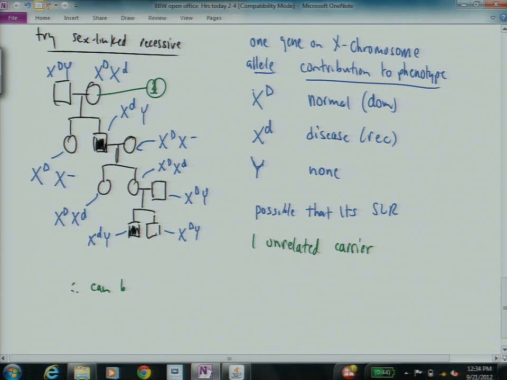So that's why we do this unrelated carrier thing, right? Sometimes when you do it, it can only be one. Sometimes it can be more than one. How do you decide? You do this unrelated carrier business.